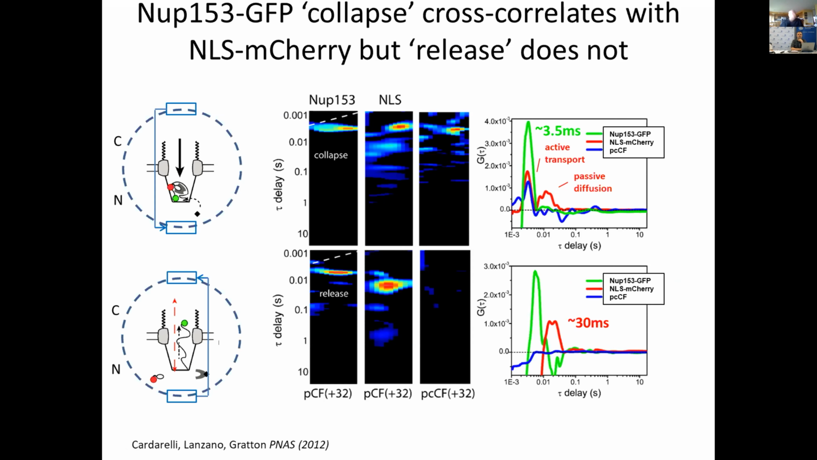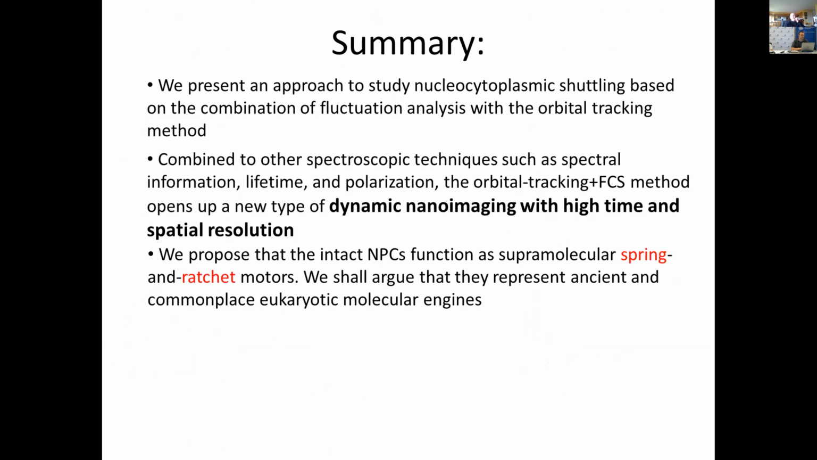So I think this is the first time it is shown that there is a correlation between the motion of one protein in the nuclear pore complex and the transmission of a cargo from one side to the other. And that motion occurs in the same time scale that we expect for active transport, and cross-correlates with the color, which is the cargo. So I think more or less this is the summary.